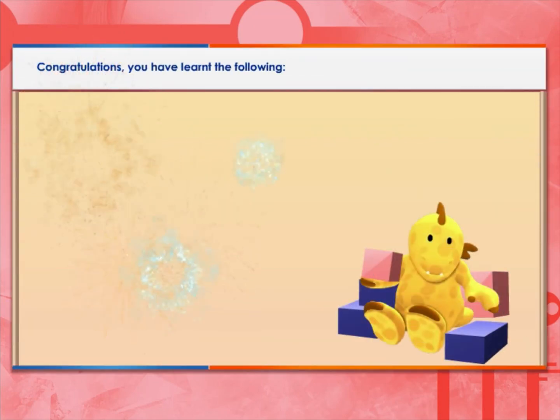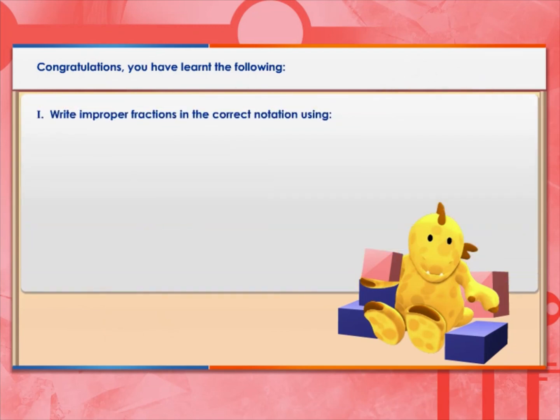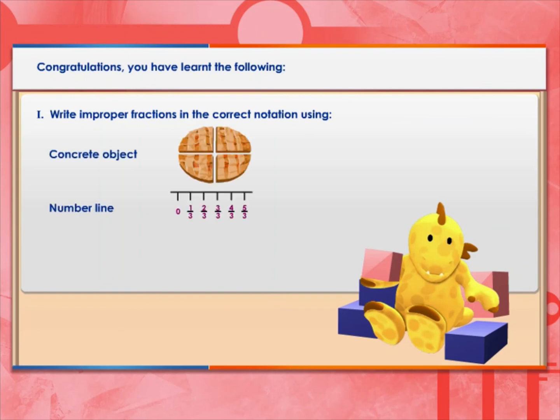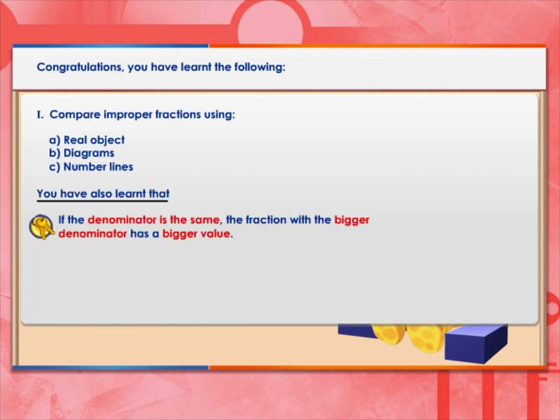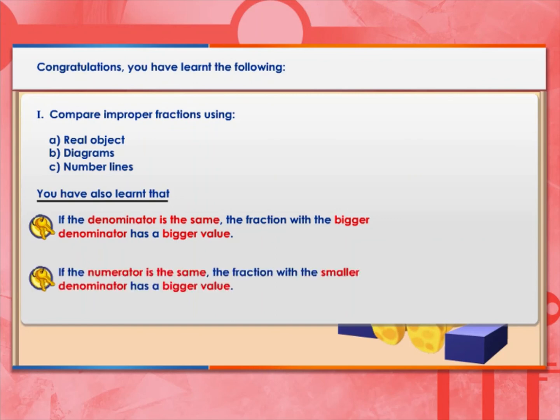Congratulations, you have learnt the following. Write improper fractions in the correct notation using the concrete object, number line, and liquid. Compare improper fractions using real objects, diagrams, and number lines. You have also learnt if the denominator is the same, the fraction with a bigger numerator has a bigger value. If the numerator is the same, the fraction with the smaller denominator has a bigger value.